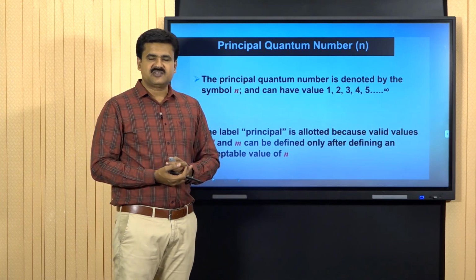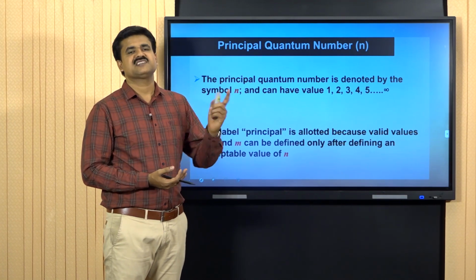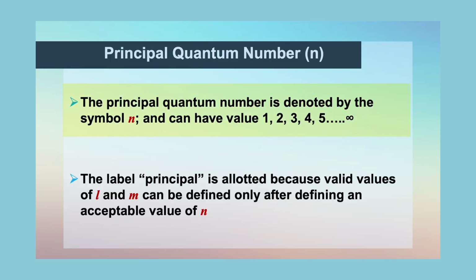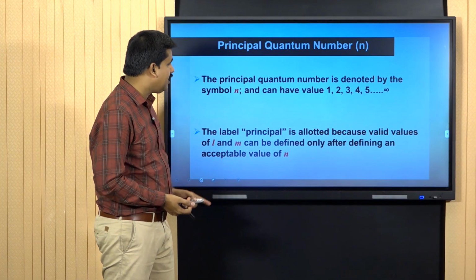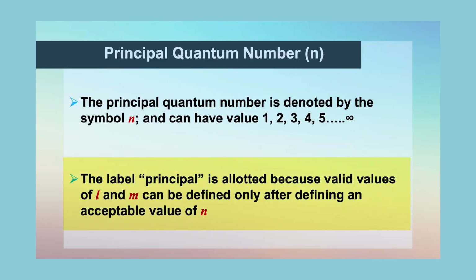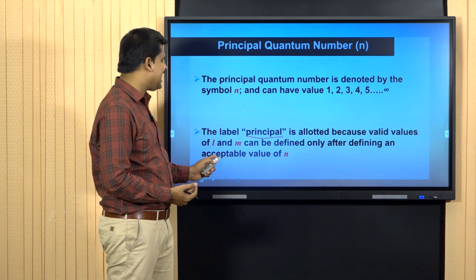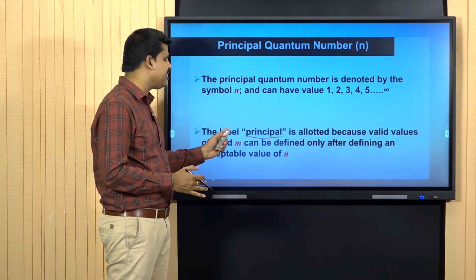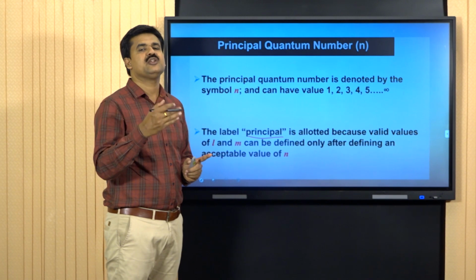Now, details about the different quantum numbers. The first quantum number, the principal quantum number or n. The principal quantum number is denoted by the symbol n and can have values 1, 2, 3, etc. up to infinity. The label principal is allotted because valid values of l and m, that is azimuthal and magnetic quantum numbers, can be defined only after defining an acceptable value of n. That means, in order to set the values of l and m, we have to fix the value of n first.